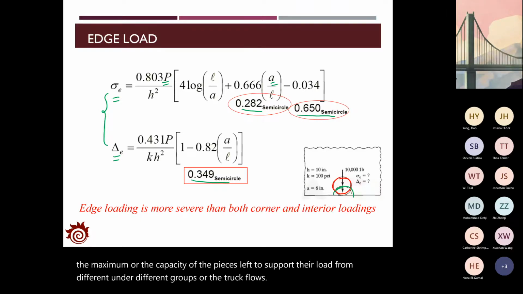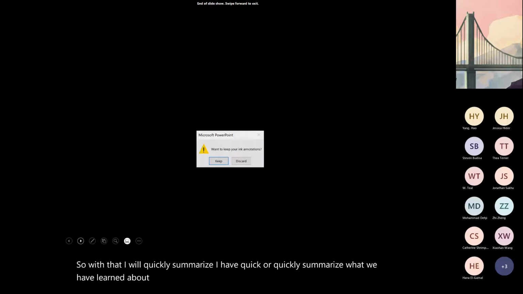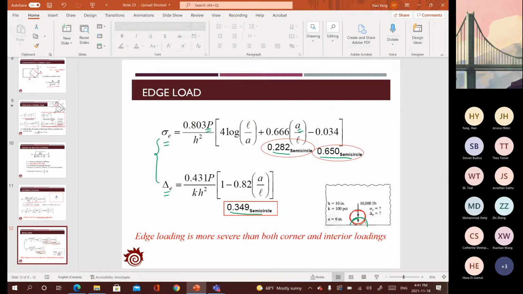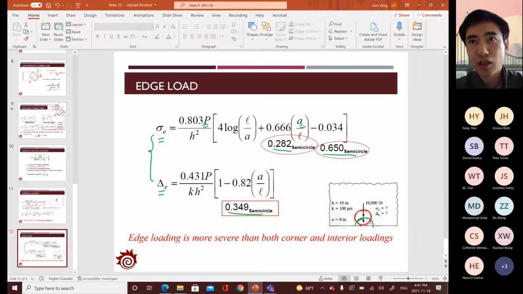So with that, I will quickly summarize what we have learned about the stress and strain analysis of the pavement. In the previous several lectures, we introduced the way for us to calculate the stress and strain of the flexible pavement. We have some theoretical methods based on the Boussinesq solution, Burmister solution, and the Odemark approach to calculate the stress and strain at any locations.